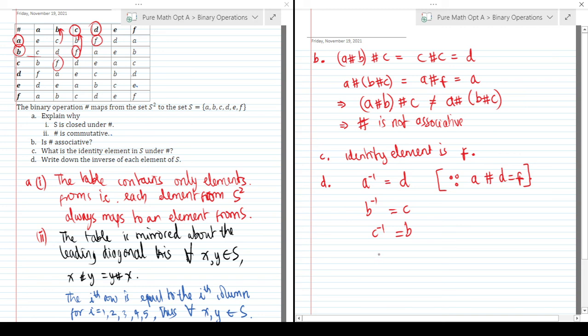So when I go to the inverse of D, I kind of expect the answer to be A because the operation is commutative, right? But let me just verify. It was the inverse of D. Where do I get F? Right next to it here. So that means the inverse of D is A. Okay. So that happens with a commutative operation.